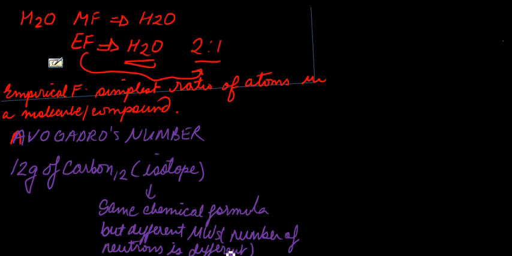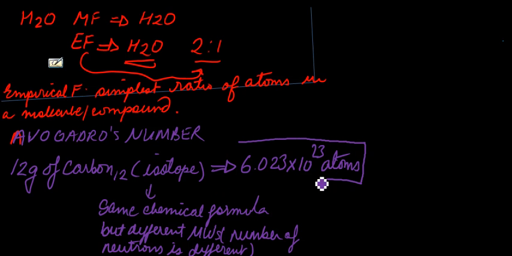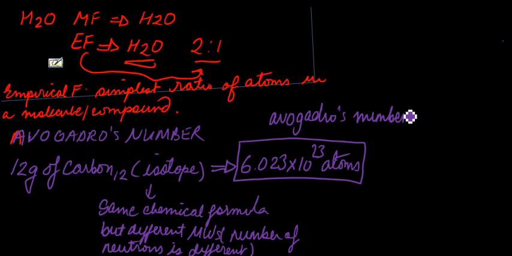Okay, so they took 12 grams of carbon-12, and I don't know how they managed to do this, but they figured out, or they probably set it as a standard or something, I don't know. They said that there is 6.023 times 10 to the 23 atoms in this mass of 12 grams of carbon. This number was referred to as the Avogadro's number.